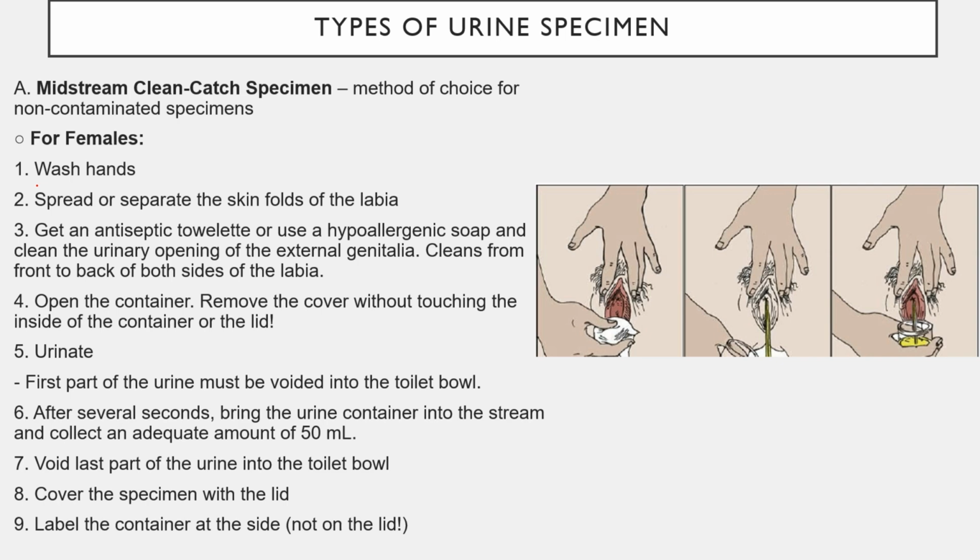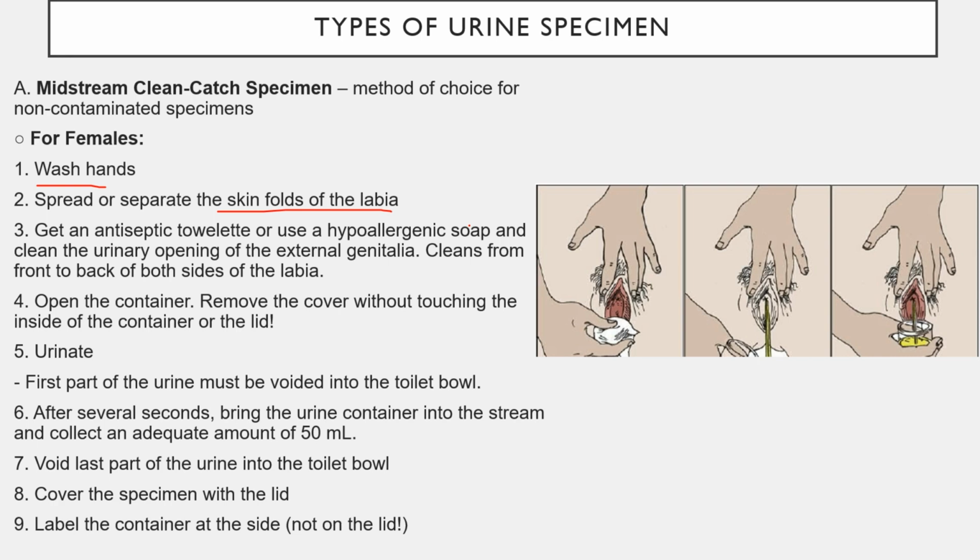For females, kindly wash your hands, spread or separate the skin folds of the labia. You could refer to the picture, class, on how the labia is separated using two or three fingers. Then get an antiseptic towelette or hypoallergenic soap. Some would just wash it with running water, using running water with soap to clean the urinary opening. But you could also use an antiseptic towelette just like in the picture.